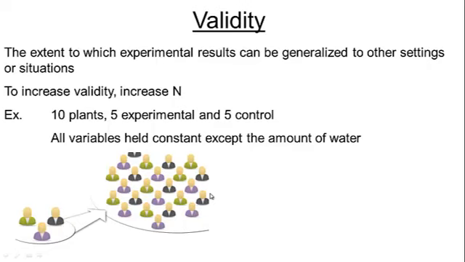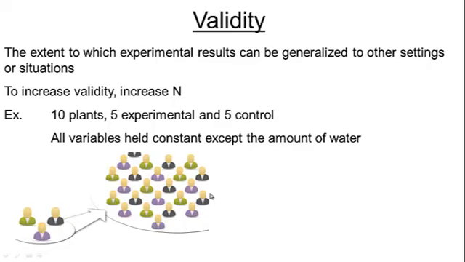I mean, this is kind of the idea of applied science. We want to be able to learn about how we can interact with the natural world in order for us to be sure that our experimental results will work in the larger world. We need to have high validity. So to increase the validity, we're going to increase the sample size.